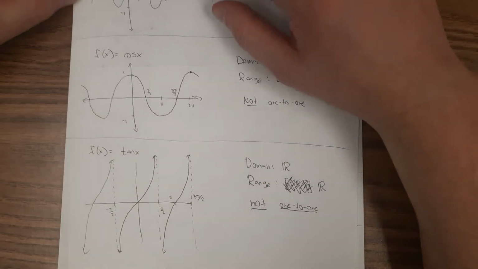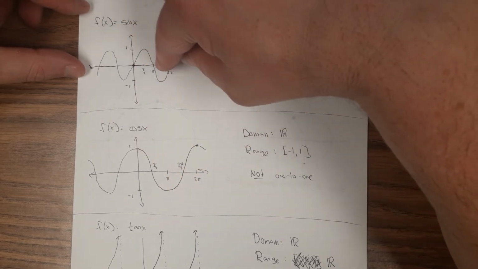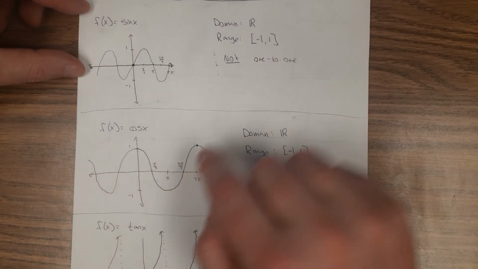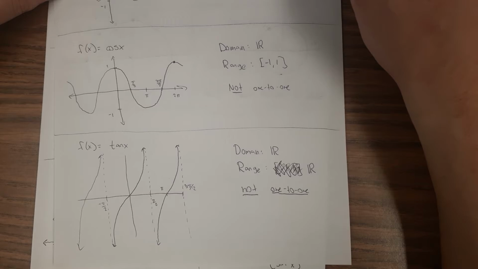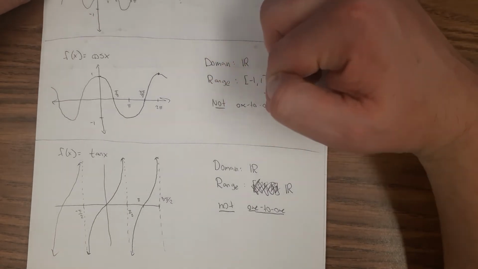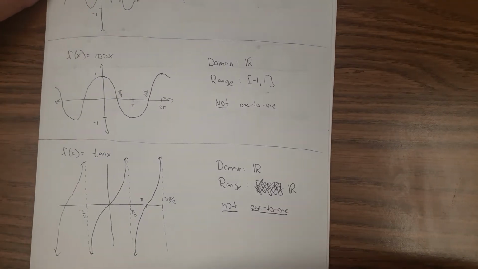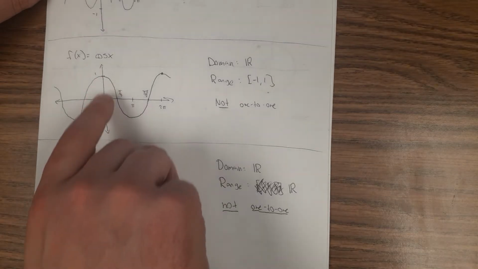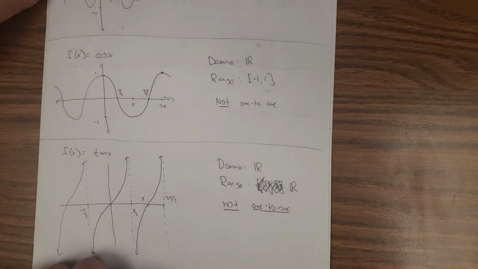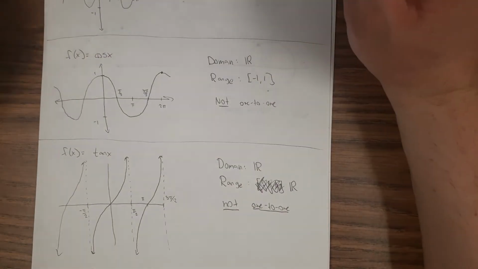Cosine is similar. The graph is actually just a shift of the sine graph. If I took this picture and moved everything pi over 2 units to the left, I would get this picture. So the domain is still all real numbers. The range is still the same. It's still not one-to-one. It fails the horizontal line test. Cosine of 0 is 1, and that's the highest point. It has a period of 2 pi again, so it goes forever in both directions.